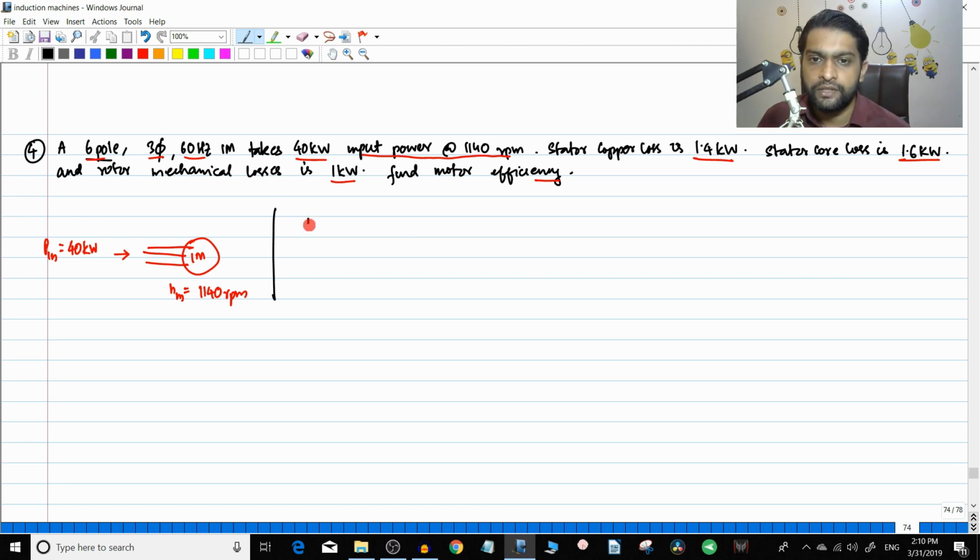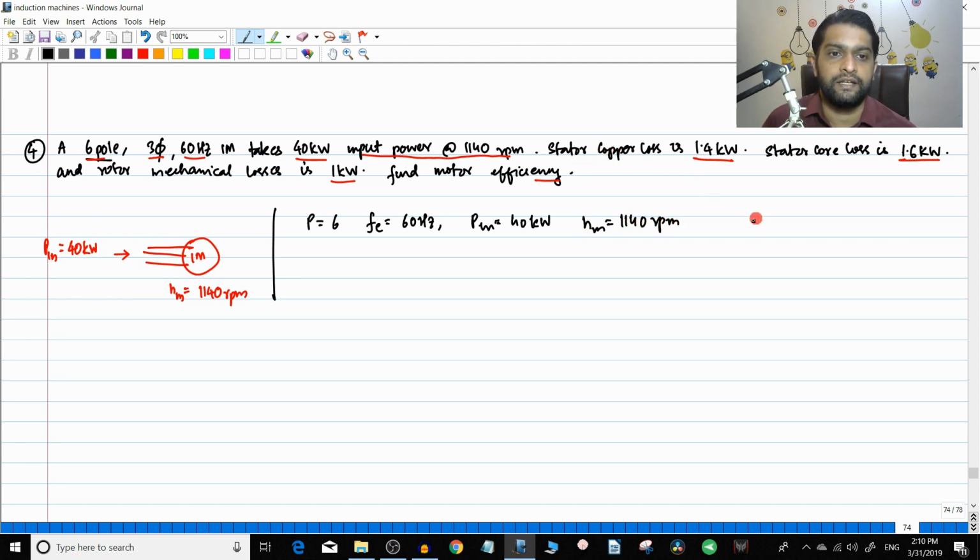Okay. So the number of poles is given to be 6 poles and the electrical frequency is given to be 60 Hz. The input power is given to be 40 kilowatts. And the speed Nm is equal to 1140 RPM. The stator copper loss, PSCL, is equal to 1.4 kilowatts, and the P core is given to be 1.6 kilowatts. The rotor mechanical losses is given to be 1 kilowatt. That means the friction and windage losses, which are the rotor mechanical losses, might be including the stray losses also. So that is given to be 1 kilowatt.